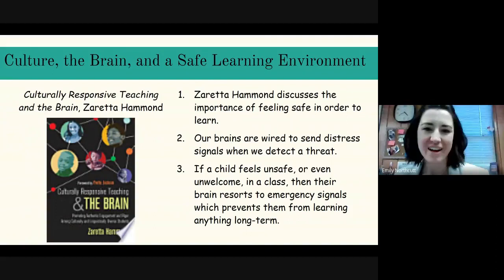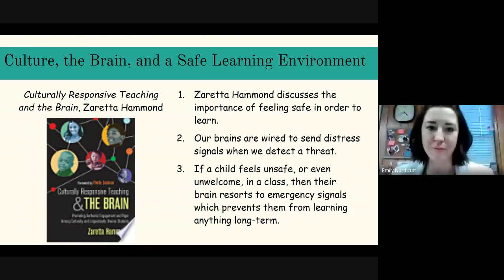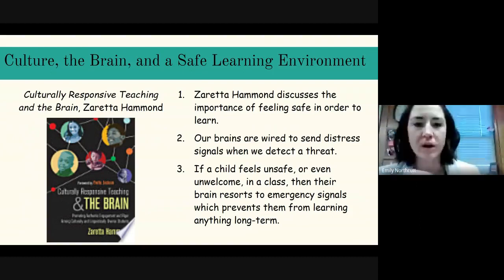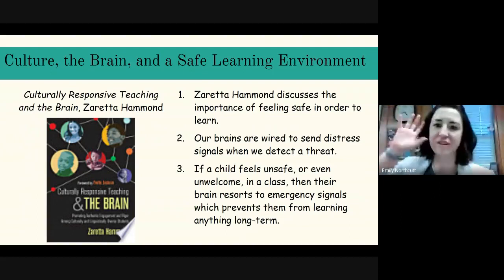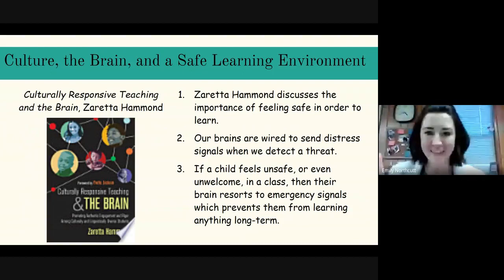All right, hi everybody, Ms. Northcutt. So as Ms. Kybet mentioned, we are doing a book study. The book is Culturally Responsive Teaching and the Brain by Zaretta Hammond. And she talks about the physical aspect of it and the physiological side of learning and teaching. So in one chapter, she talks about the importance of a safe learning environment. And there's a scientific physical aspect behind that. We talk about a safe learning environment, but what does that mean?